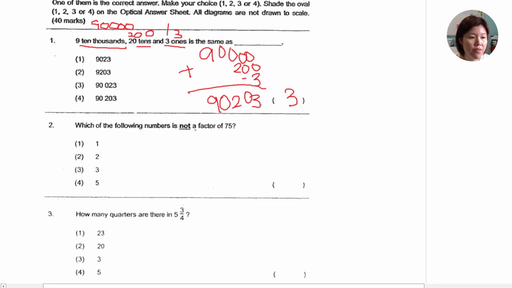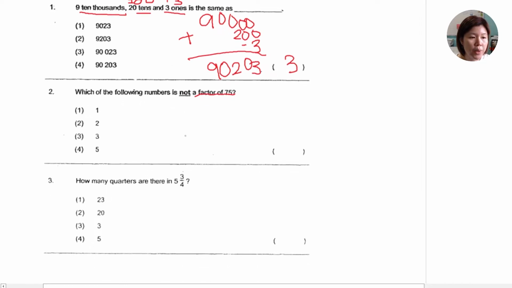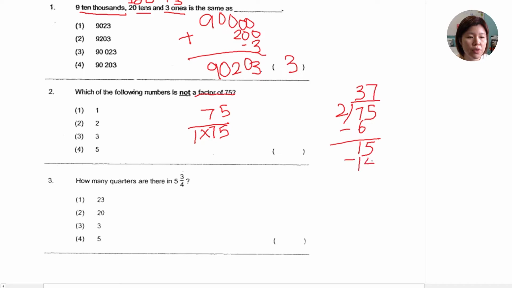The keyword here is factor of 75. So when we have factor, we have to list down the factors of 75. Okay, so let's list down 1 times 75. And then we ask ourselves, can 75 be divided by 2? If you're not sure, you can do the working. 7 minus 6, 1, 5, minus 4, 1. You have a remainder 1, means 75 cannot be divided by 2. So let's move on to 3.